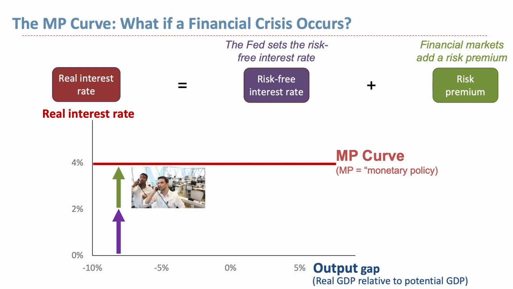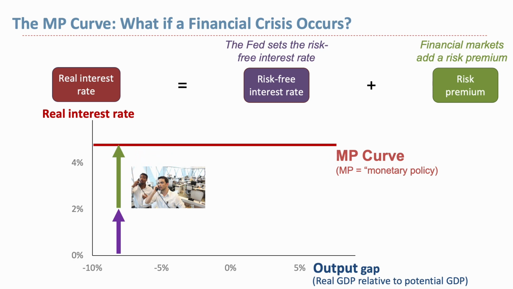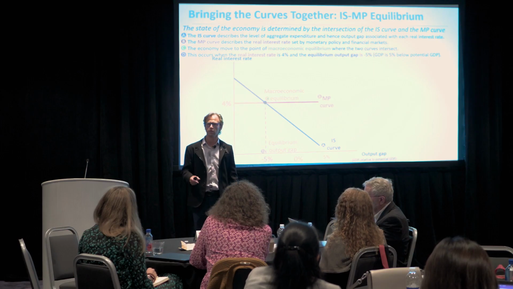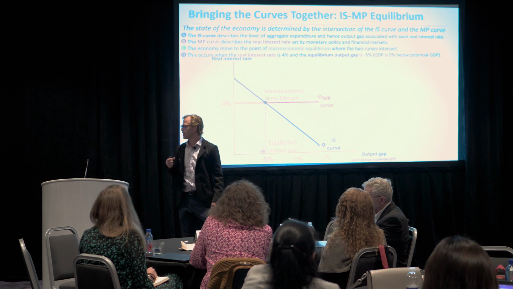Simple as that. What if there's a financial crisis? The risk premium rises. Notice what we just did. We now have done what we all promised we'd do after 2008. We've put the financial sector into our macroeconomic models. And we've done so in a way that's transparent and accurate. So now we've got a complete model. We're done. What is macroeconomic equilibrium? It occurs where the IS curve meets the MP curve, and we've determined the equilibrium output gap and the real interest rate. And so this is the language the policymakers use. And so I think this is teachable.